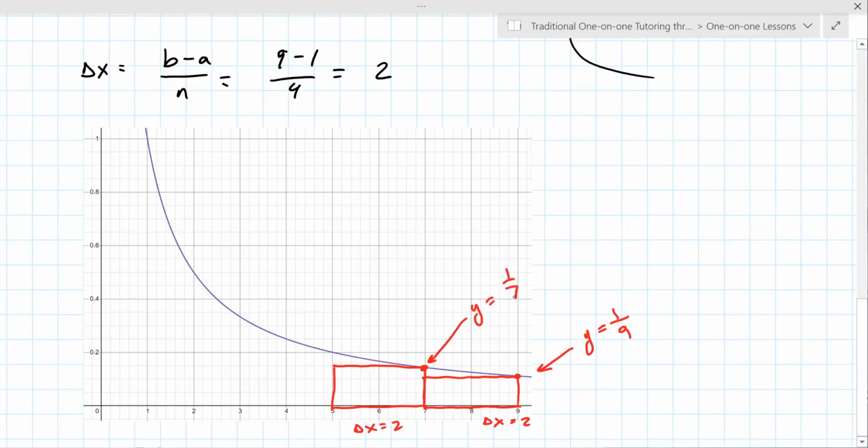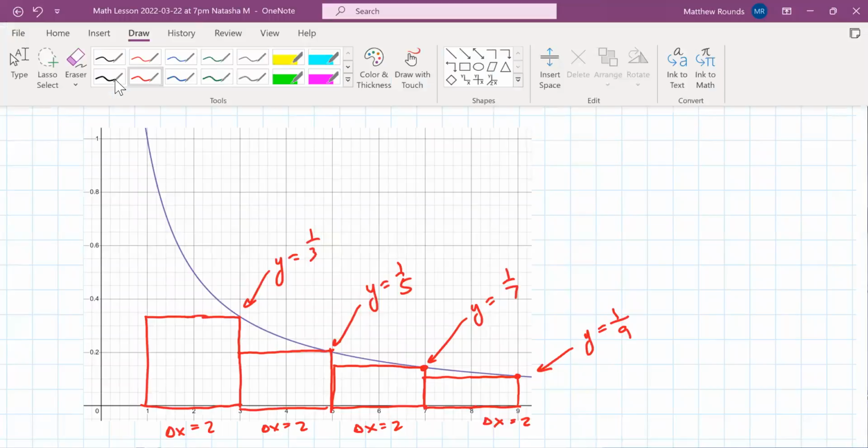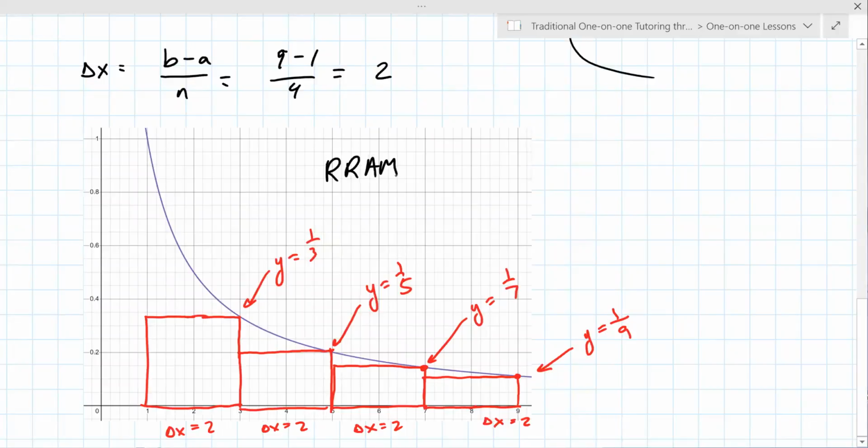And you keep going until you hit the number of rectangles. We need 4. Okay, so there we're hitting it there, and going left 2. Delta x is 2 again. Height right here is 1/5. And then the last one, you hit it there at 3, and you go left 2. So delta x equals 2, y equals 1/3. Okay. And this would be your RRAM, because you're starting from the right.